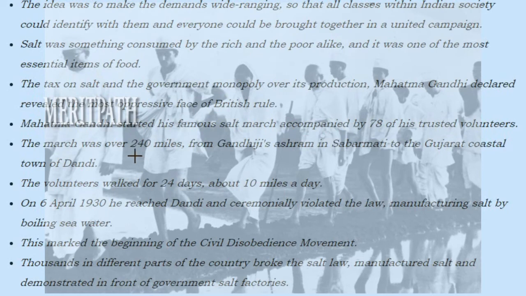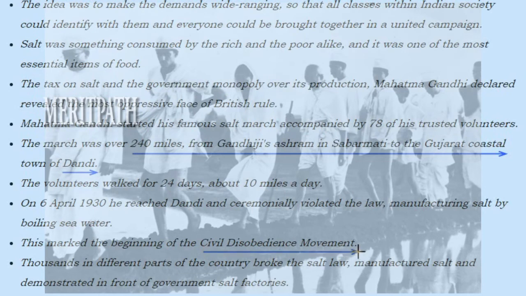The march was over 240 miles from Gandhiji's ashram in Sabarmati to the Gujarat coastal town of Dandi. The volunteers walked for 24 days, about 10 miles a day. On 6 April 1930, he reached Dandi and ceremonially violated the law by manufacturing salt by boiling sea water. This marked the beginning of the civil disobedience movement.